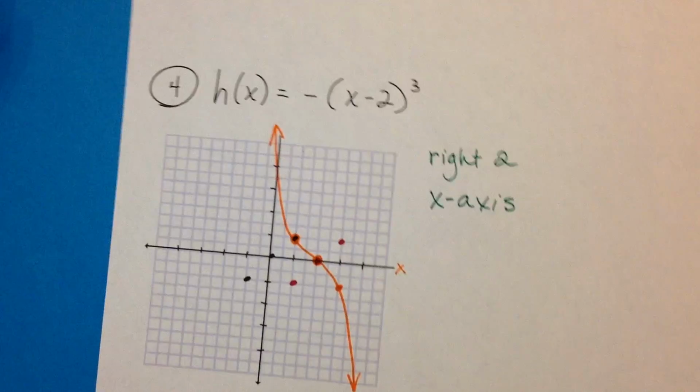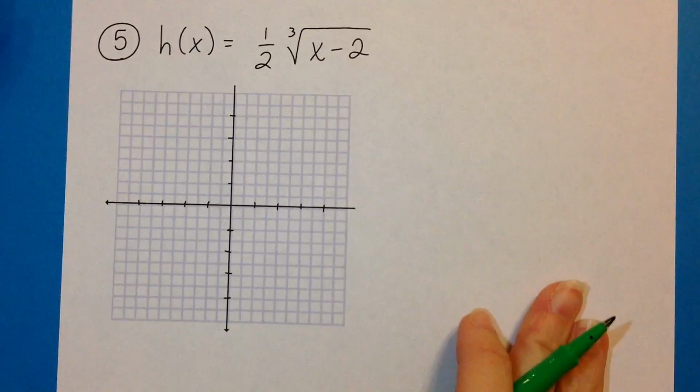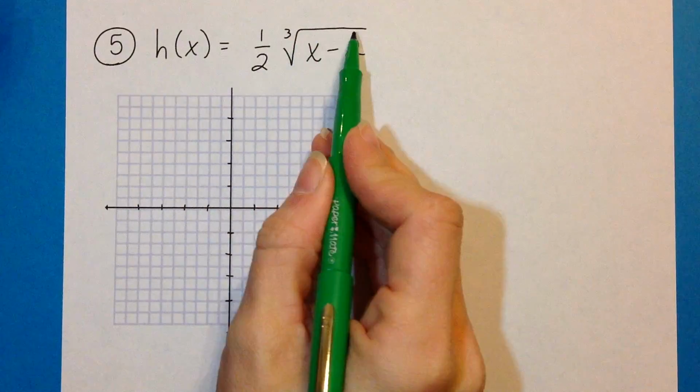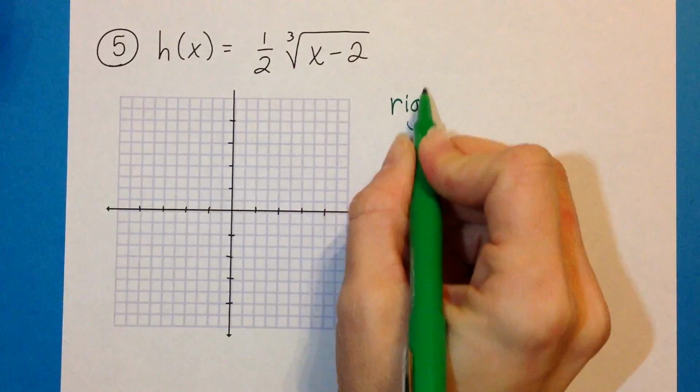Okay, next one. So this time we're going to look at the cube root graph. Okay, so listing the transformations. Okay, so checking to see if you have a shift to the left or the right, and you do. The -2, so this being underneath the radical symbol means you're within the function, so that's going to be to the right 2.